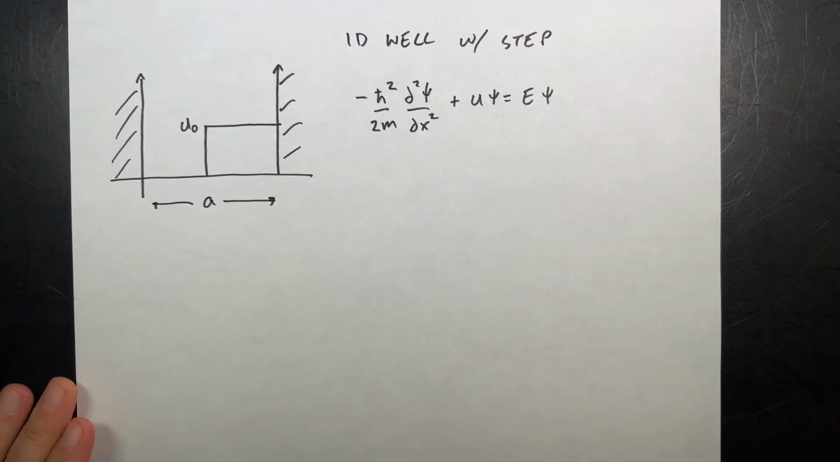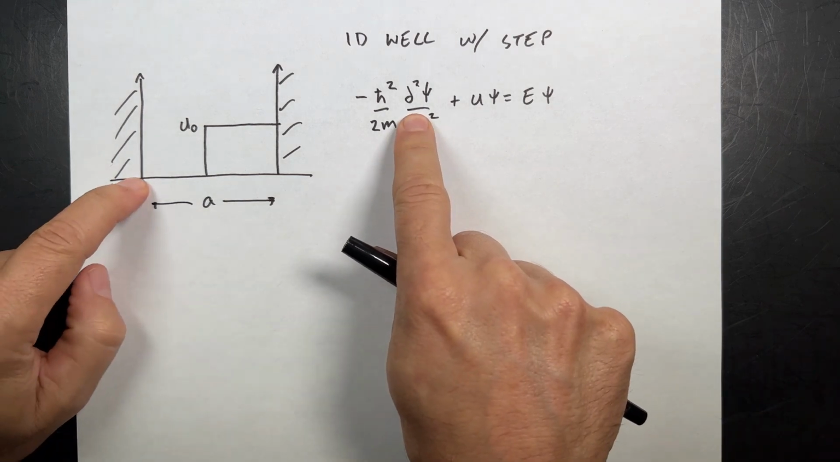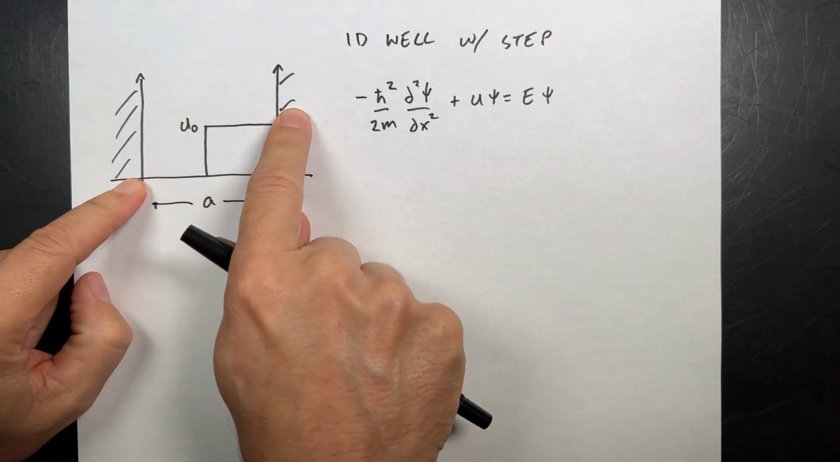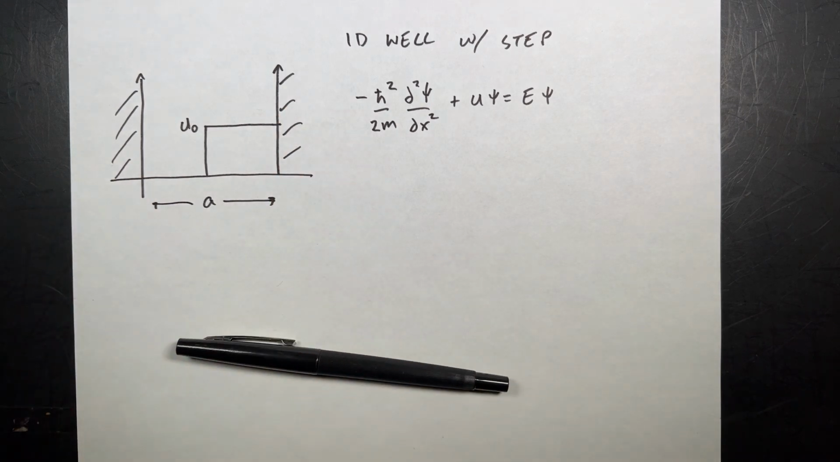So the last time I did this, I did the shooting method. And the basic idea was to solve this differential equation starting here and then just finding out where you end up over here. And if you don't meet the boundary conditions, then start over. Let me show you how that works. And then we're going to use the finite difference method after that.